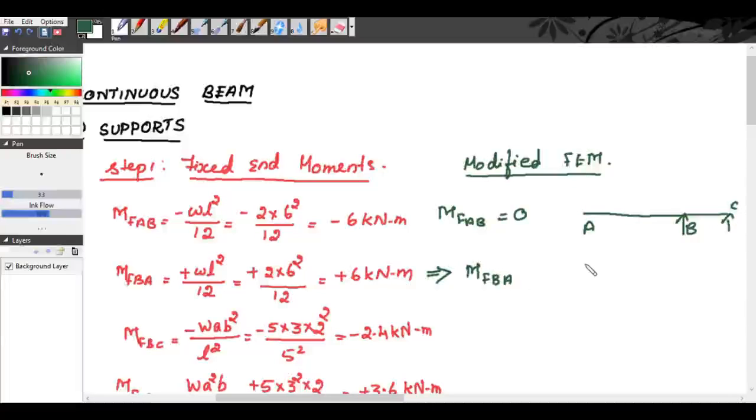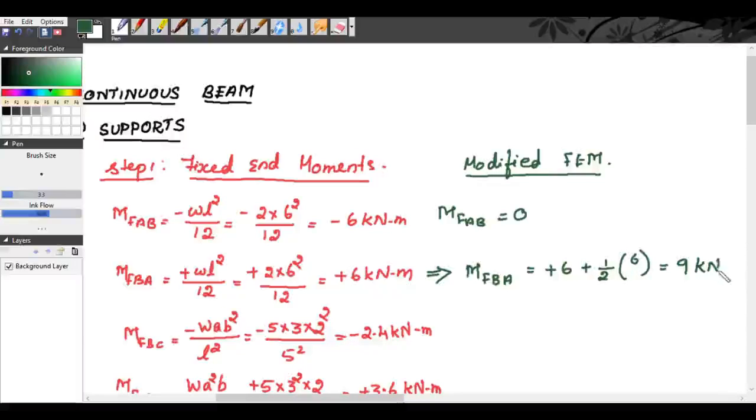So you have to give plus 6. After balancing, half of this plus 6 is transferred to BA, and you already have plus 6. Half of 6 is 3, so plus 3 kilonewton meter is transferred to the joint B. So what you get is M of BA equal to this 6. This 6 is balanced so that you will be giving plus 6. See, already you have plus 6, so you get 9 kilonewton meter as M of BA.